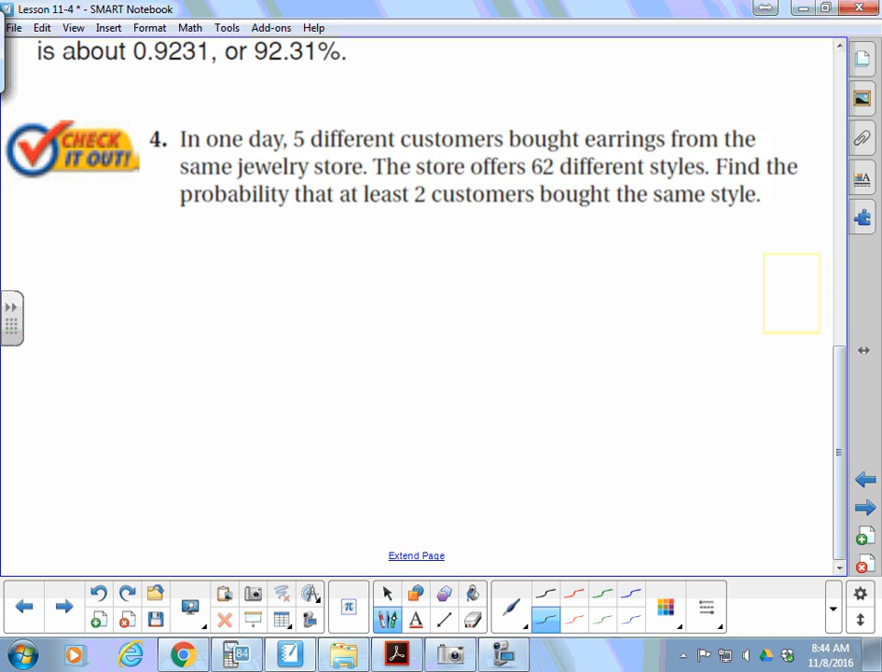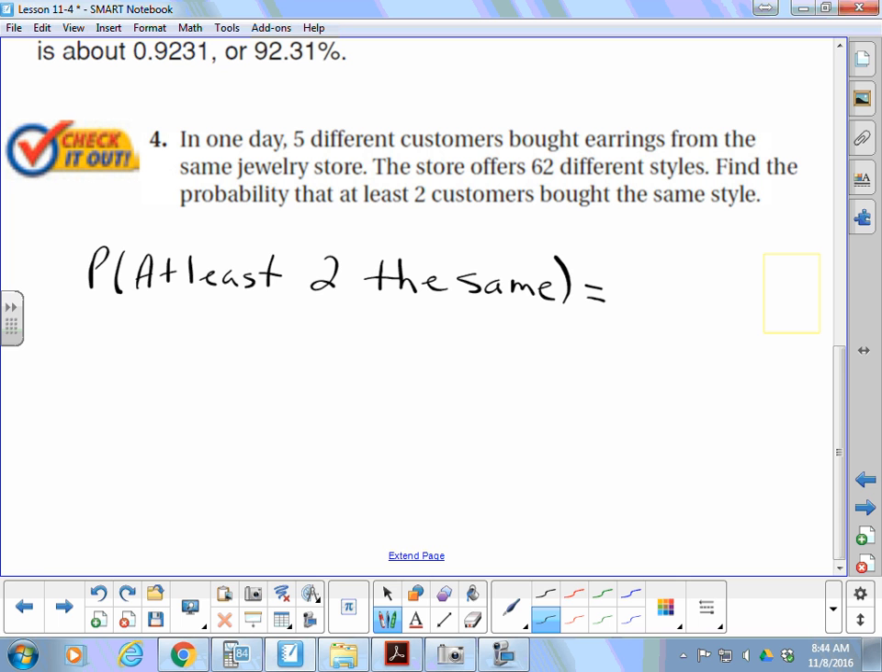So here again, the probability that at least 2 are the same equals 1 minus the probability that they are all different. So we find the probability that they're all different.